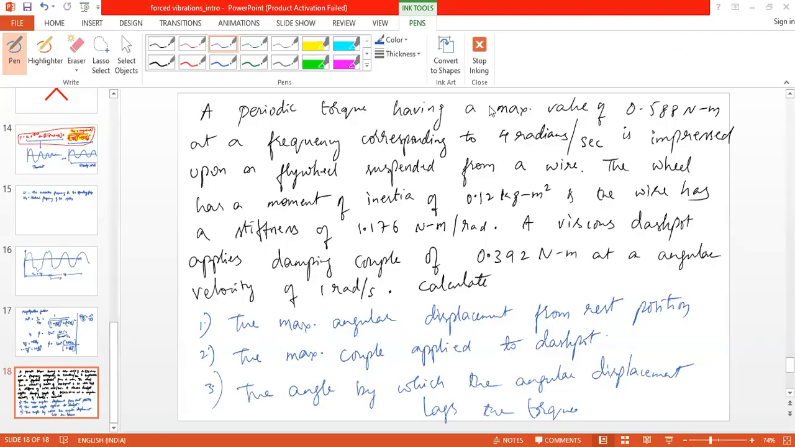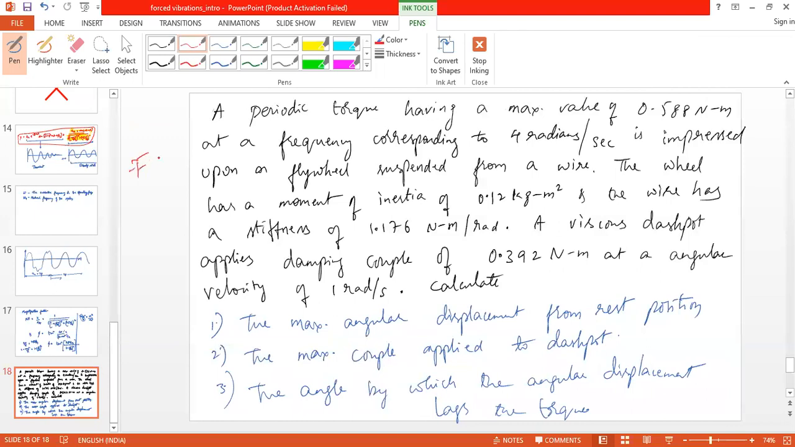Okay, this is the question. A periodic torque having a maximum value of 0.588 Newton meter at a frequency corresponding to 4 radians per second is impressed upon a flywheel. Before going into this, I would like to recall that force and torque are analogous terms, and in the same way displacement x and angular displacement theta are analogous. So here, instead of force, there is a torque.